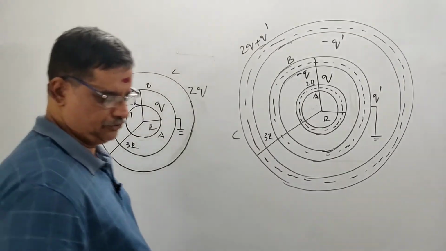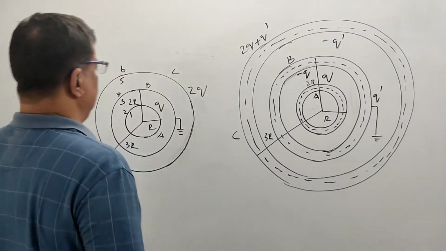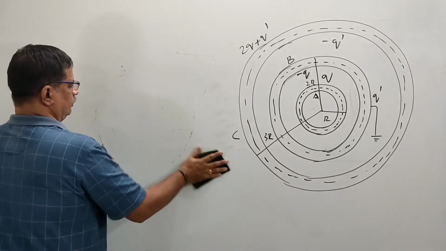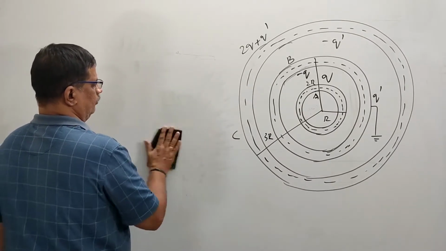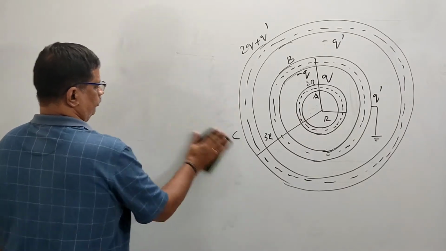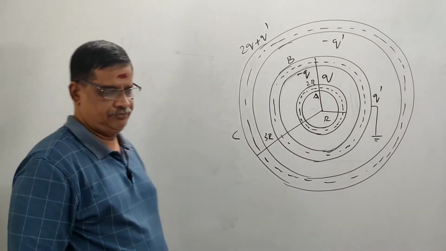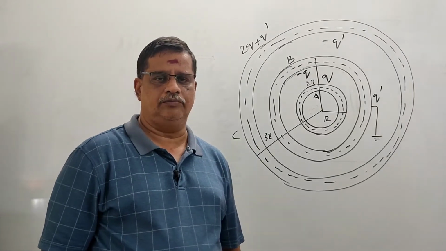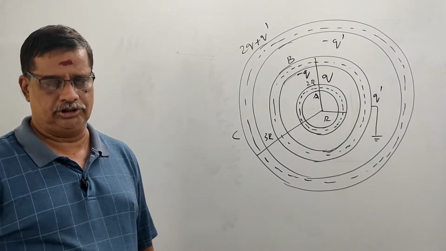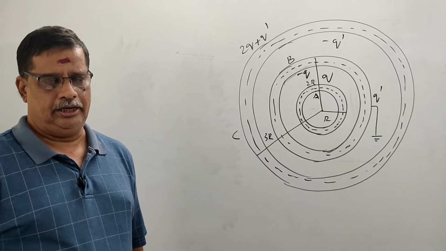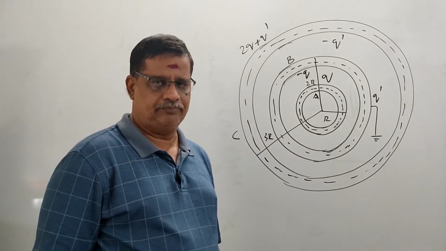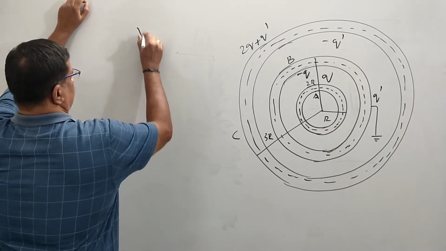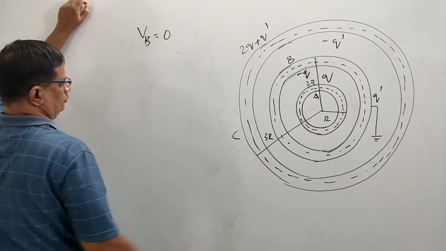Now we should find the value of Q dash. Then only we can determine the charges appearing on the surfaces. We can evaluate them. For that, what we are going to do is to find the potential of the shell B. You know that the potential of earth and earth connected bodies is always assumed to be 0. So we start with the principle that potential of B is 0 because it is earthed.